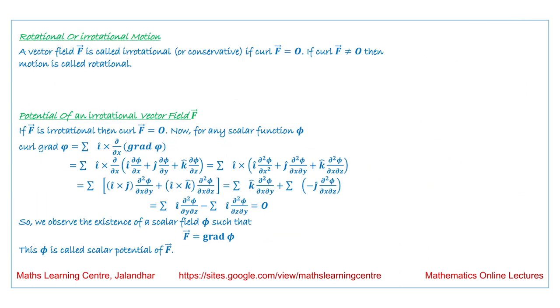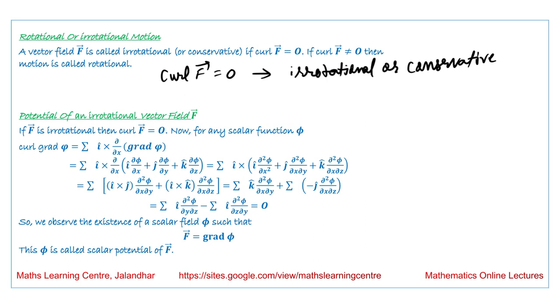Now if we have the value of curl of F vector equal to 0, then we say the vector field is irrotational. There is no rotation over here, and in that case we say the field is conservative. These are the definitions that we have.